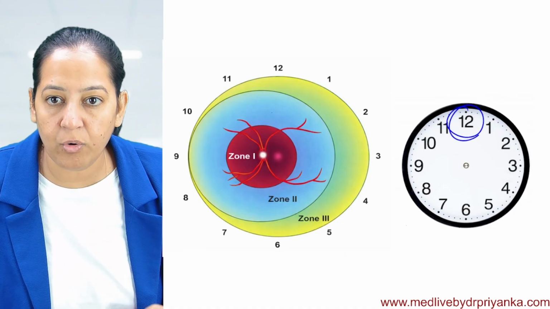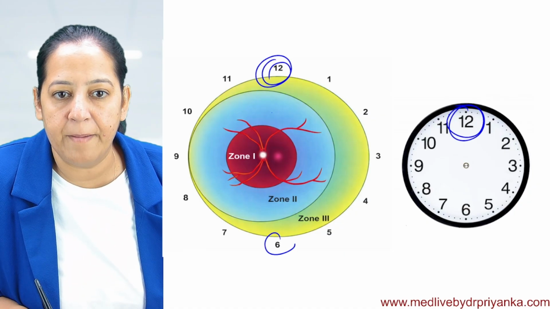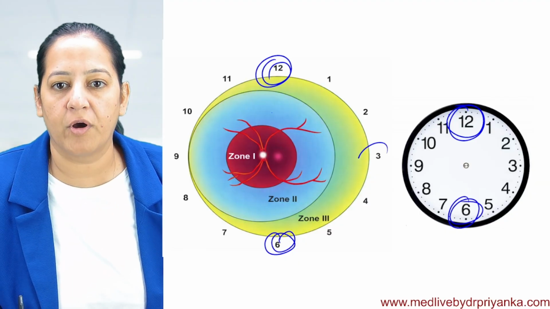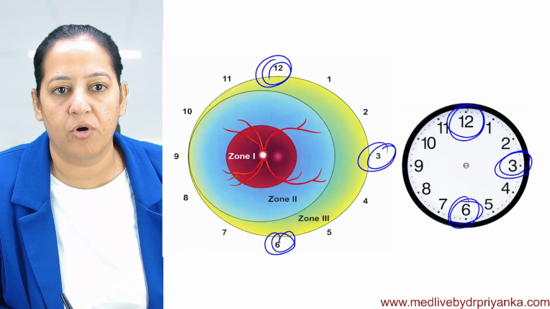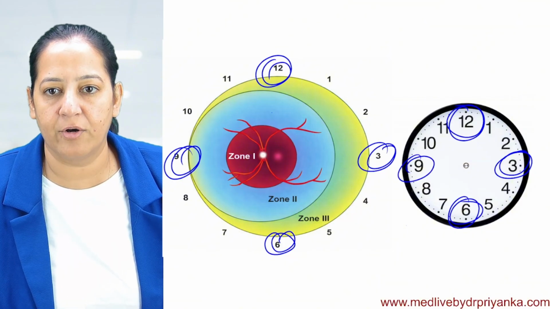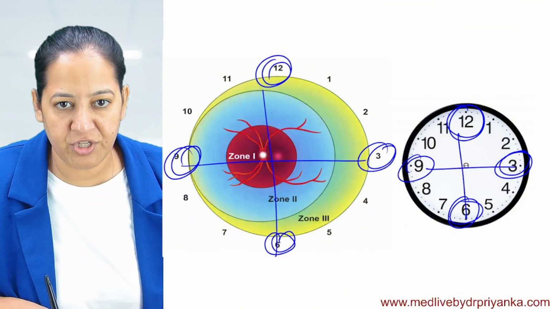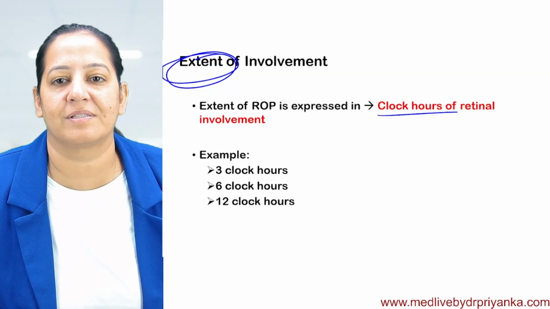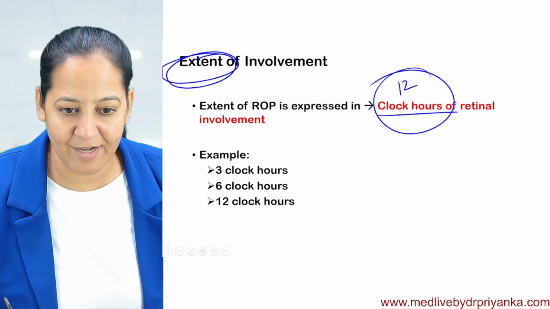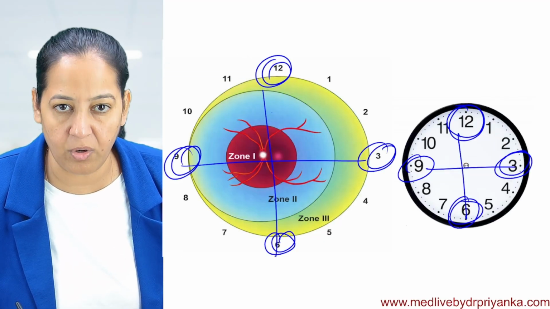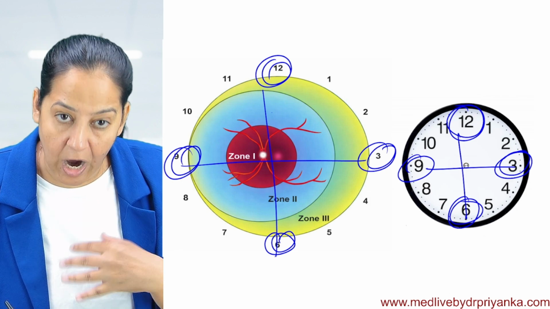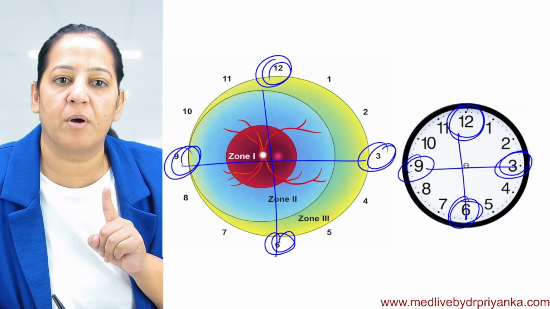Can you see this is 12 o'clock here. Appreciate the 6 o'clock. Appreciate 3 o'clock. Appreciate 9 o'clock. So we are dividing the retina into 12 clock hours and comparing it with a clock. Now, if the disease is occurring, how many clock hours is it involving? So the disease is from here to here.